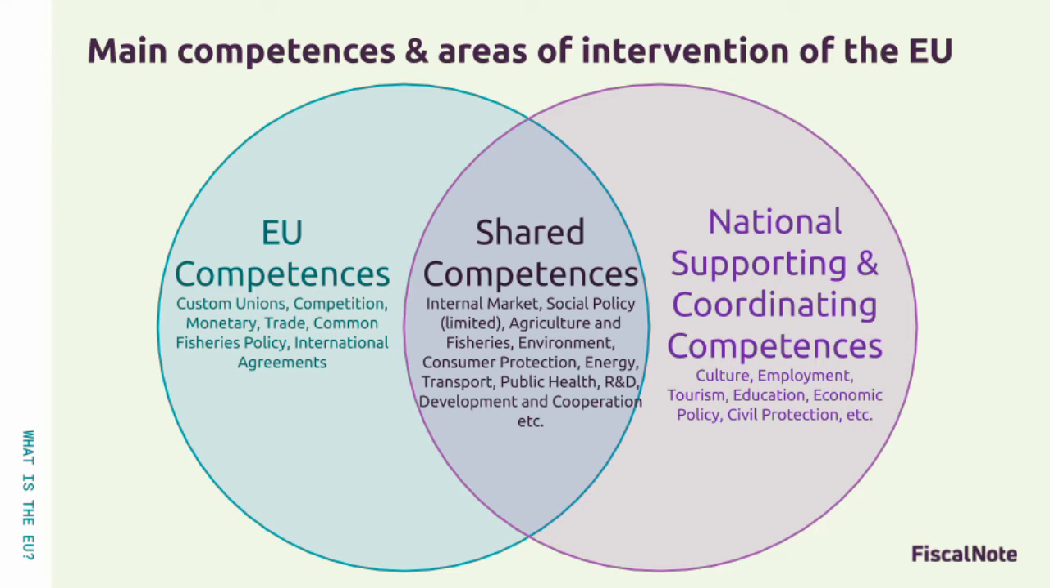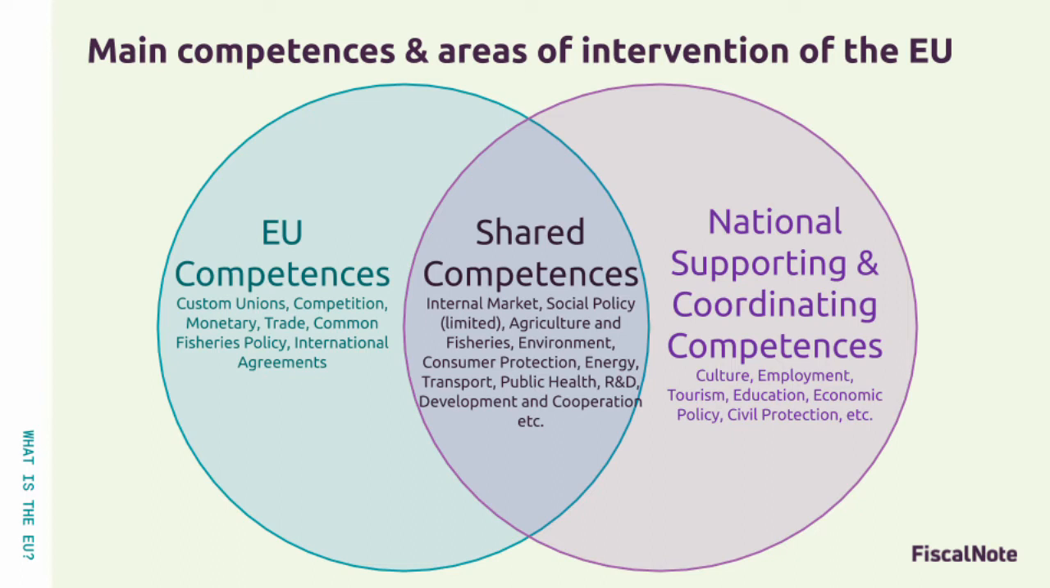So at the moment, we have the EU competences, that's the exclusive competence the EU has, shared competences, shared between member states and the EU, and national supporting and coordinating competences, where the EU is active, but doesn't legislate over member states. The exclusive competences are those competences where only the EU has the ability to legislate.